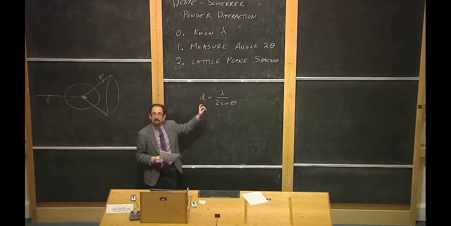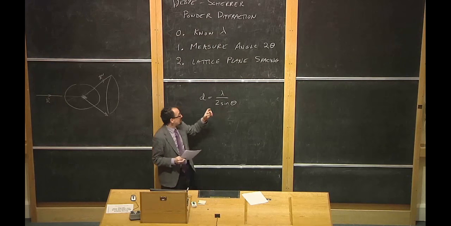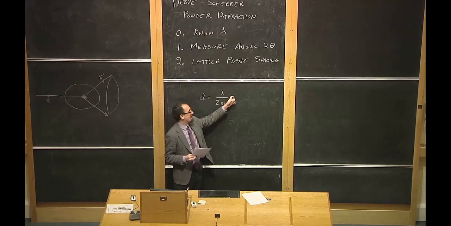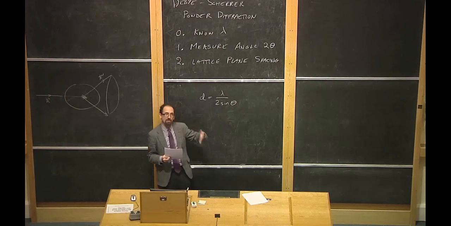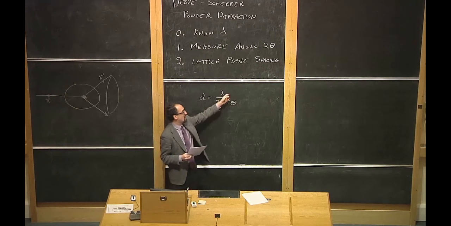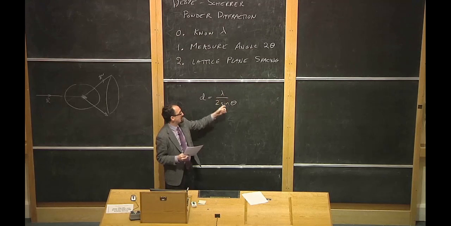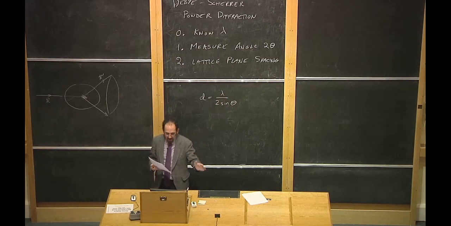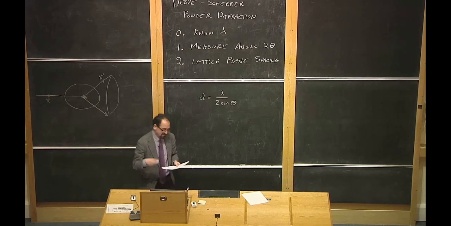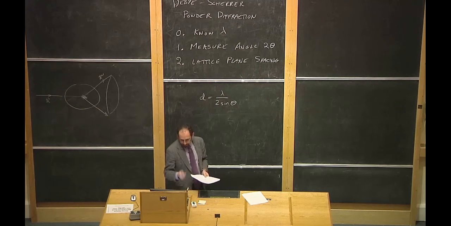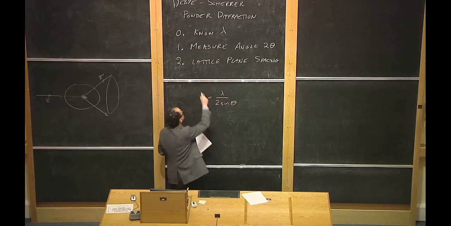Now you might think it should be n lambda over 2 sine theta, but in fact you don't need the n up here because the higher values of n will correspond to different thetas that you will also measure. So you'll just be overcounting if you put an n upstairs. So you just need to keep lambda over 2 sine theta. Each angle corresponds to one lattice plane spacing.